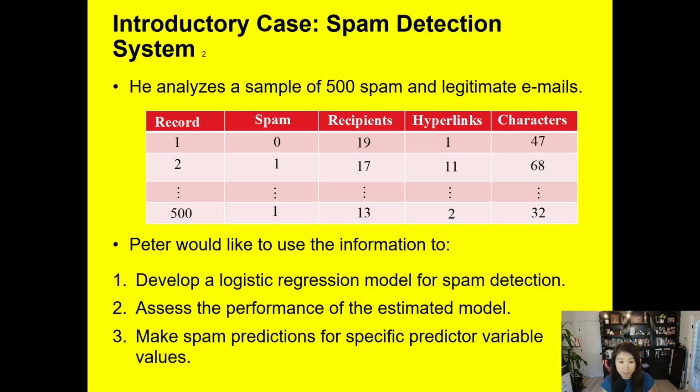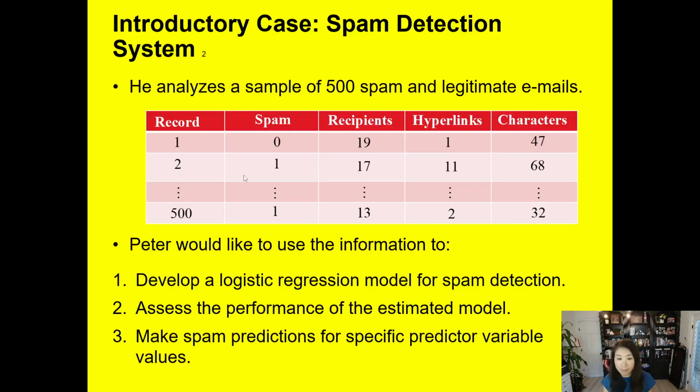Okay, as you can see, the data set he collected. He analyzed a sample of 500 spam and legitimate emails. So basically, among these emails, some of them are spam and some of them are legit emails, which are not spam. On the screen we cannot show all 500 data, so I'm just showing 3 from this data. On the Excel sheet, you will be able to see this 5-column data. In total, you will have 501 rows because the first row is the label.